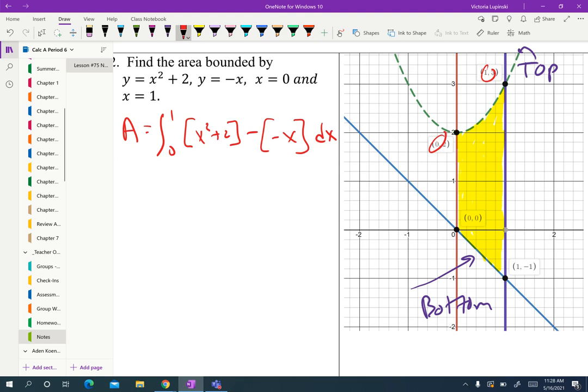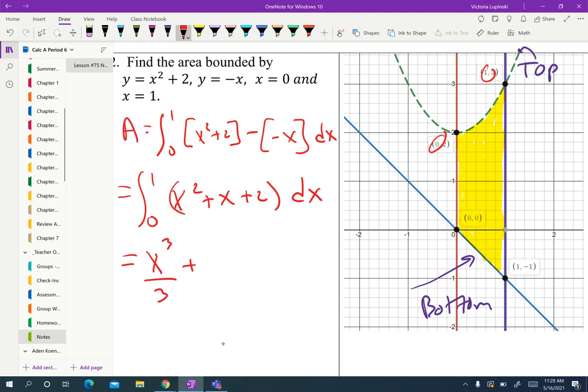Before you integrate, again, let's just simplify. So this becomes the integration from 0 to 1 of x squared plus x plus 2. And again, I still have the integration symbol because all I did so far was simplify. Now I'm going to go ahead and integrate each one at a time. So x squared becomes x cubed over 3 plus x squared over 2 plus 2x. I'm going to go ahead and evaluate that from 0 to 1.